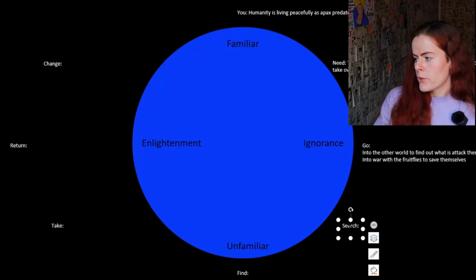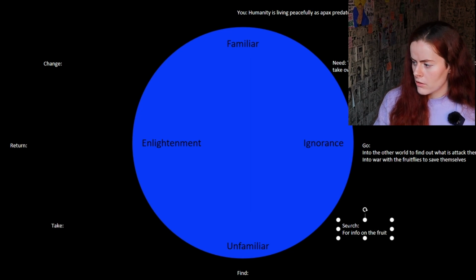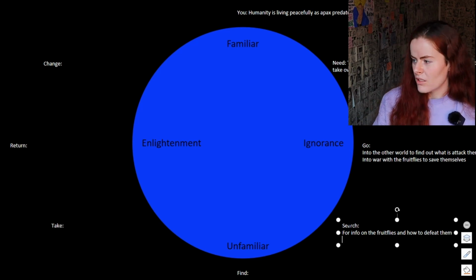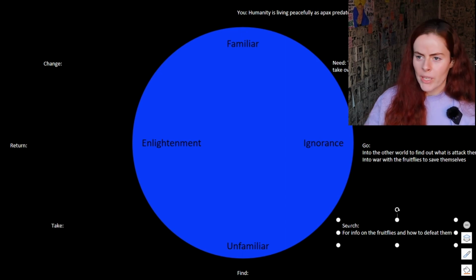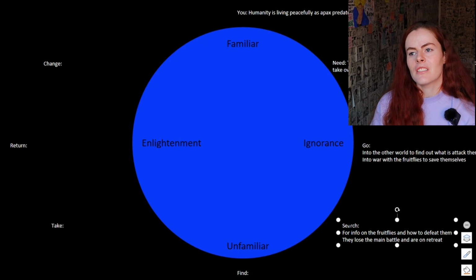What do they go and search? In one storyline, they're looking for info on how to defeat them. And in the other storyline, it's trials, right? So there it should probably escalate at this point. Before they went into war, and now this is the point where something goes wrong, right? Or where they lose the main battle and are on retreat. So the idea kind of is there.